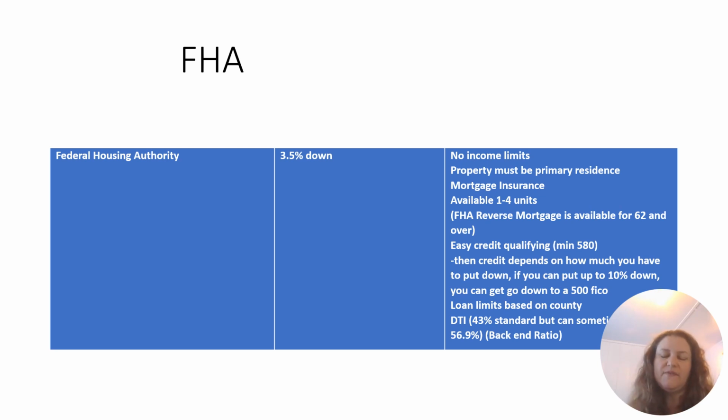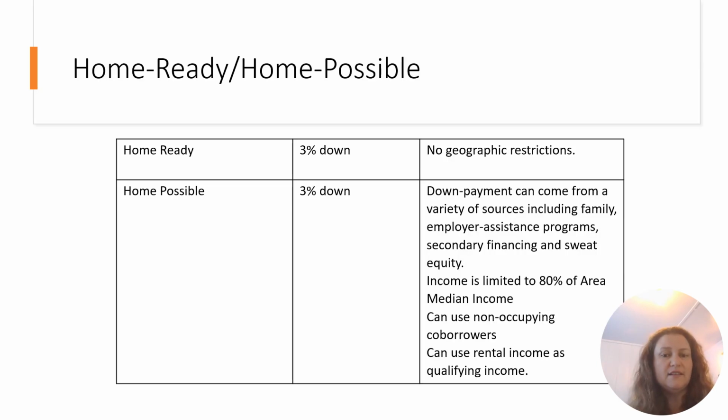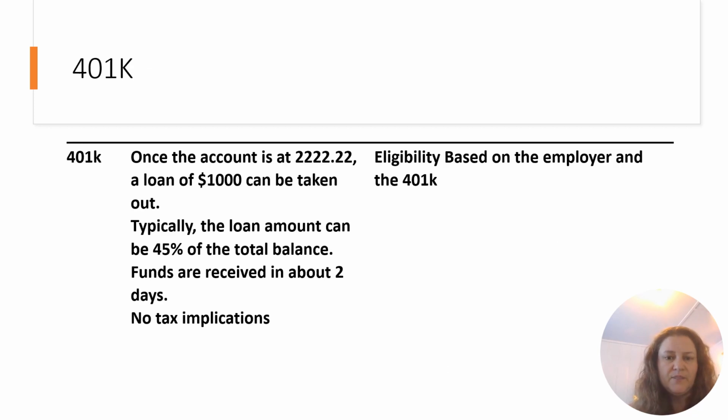So there's some easy qualifying. You can qualify as low as $580, but again, a lot of lenders are going to require more down payment at that level. And your debt to income ratios are going to be a little easier to meet on FHA. So 3.5% down. There's also Home Ready and Home Possible. Those are going to be a little less, so they're going to be 3% instead of that 3.5%. And again, there are a lot of different restrictions for both of those.